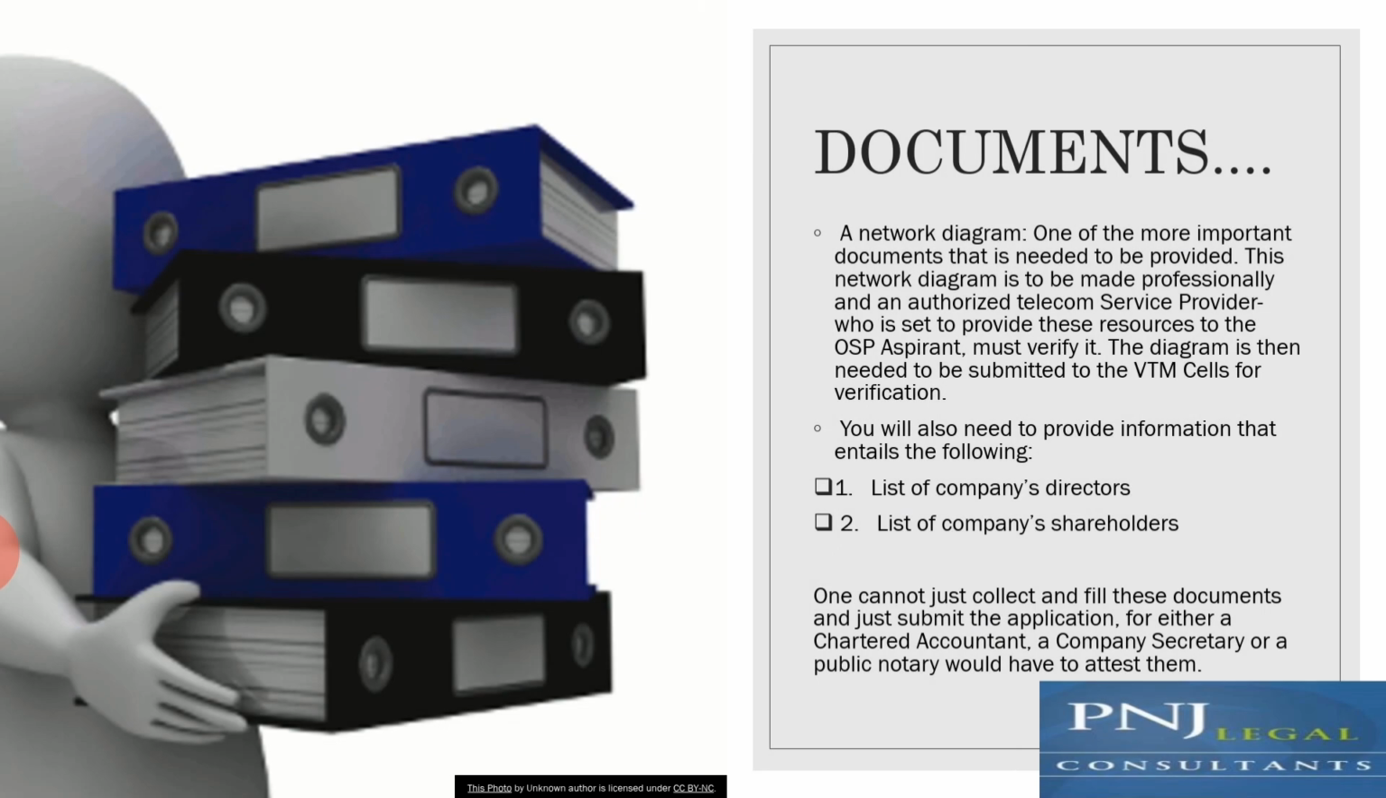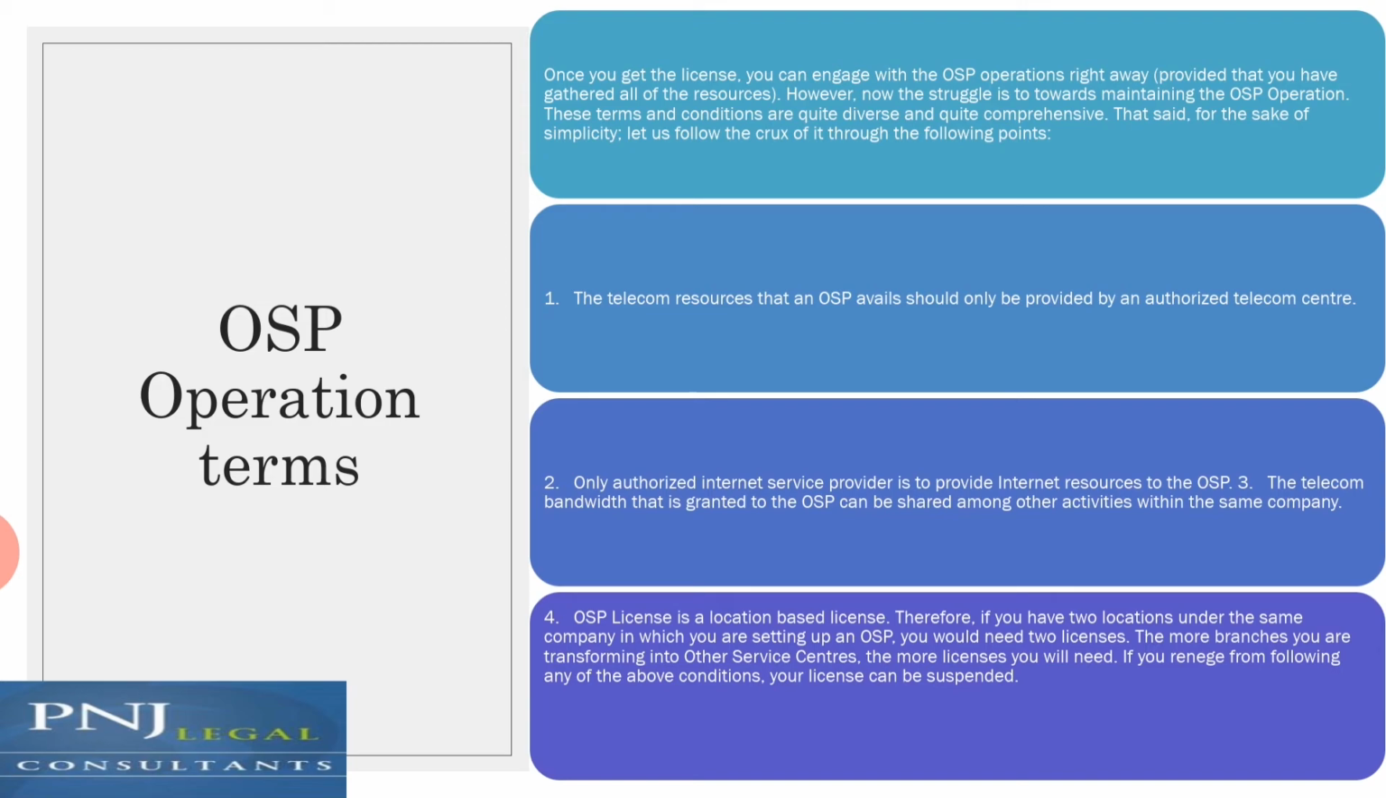Documents. You will also need to provide information that entails the following: a list of the company's directors and a list of the company's shareholders. One cannot just collect and fill these documents and submit the application, for either a chartered accountant, a company secretary, or a public notary would have to attest to them.